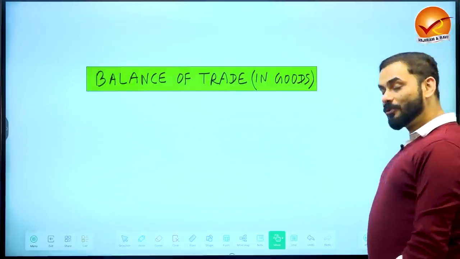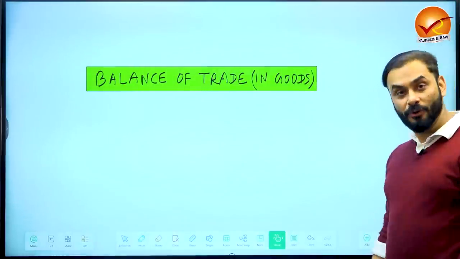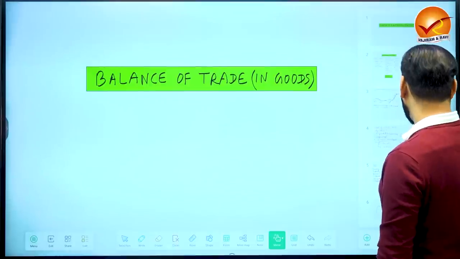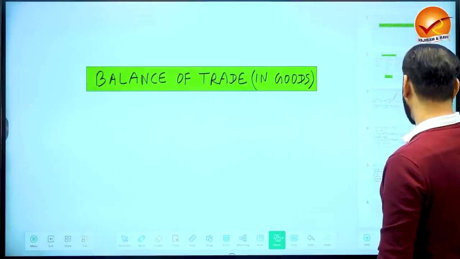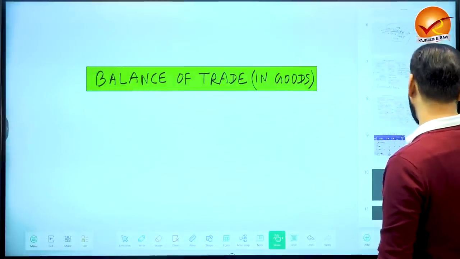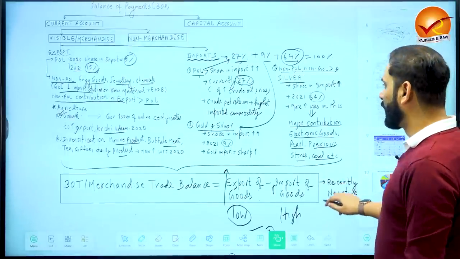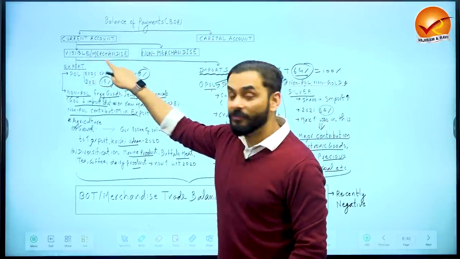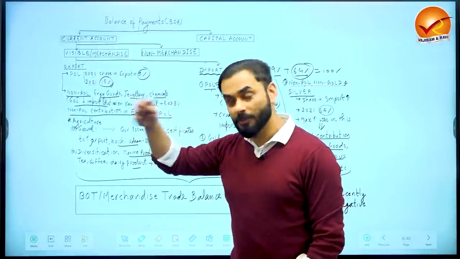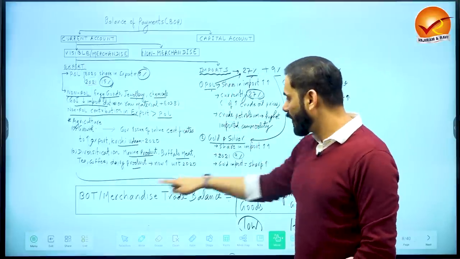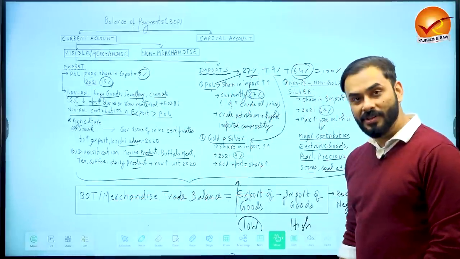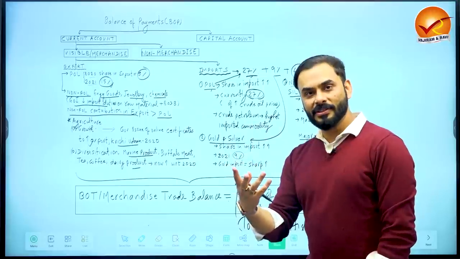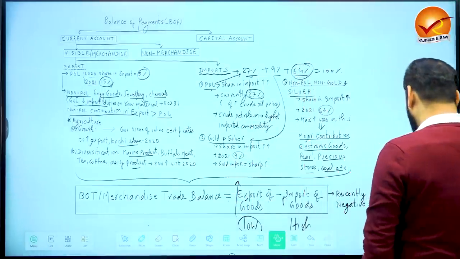Now, let's look at balance of trade in goods. As I was telling you, we are studying balance of payments in small segments so that we understand it in detail. What did we do? We have so far understood balance of payments in terms of visible. Visible means goods, export and import of goods. So now let us have a look at this merchandise trade balance. I gave you an idea that we are importing more, exporting less. But let's look at some details of it, right?